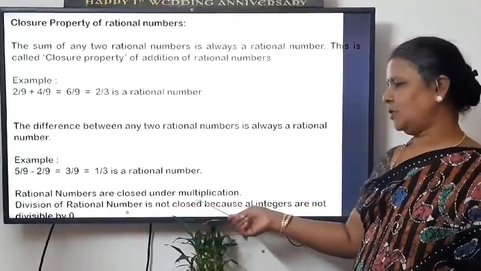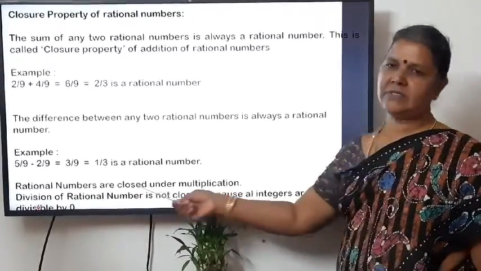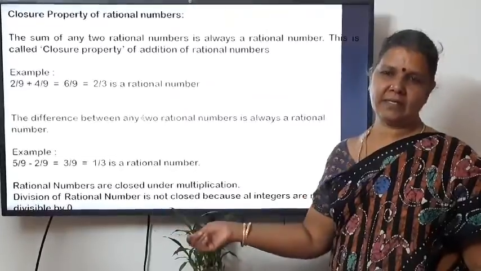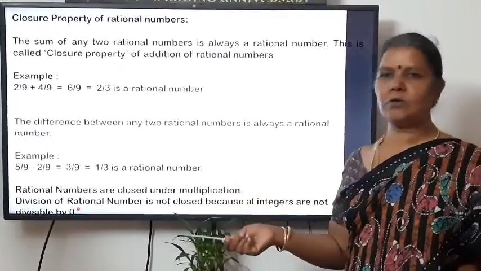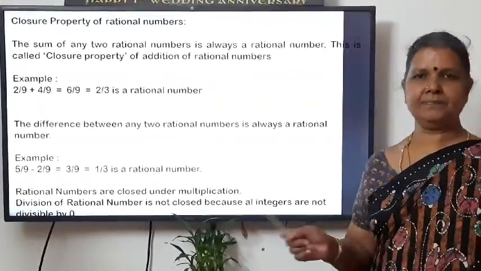Division of rational numbers is not closed because division by 0 is not possible. So the denominator should not be 0. It is not defined, so we are not getting the answer as a rational number. So it is not closed under division.